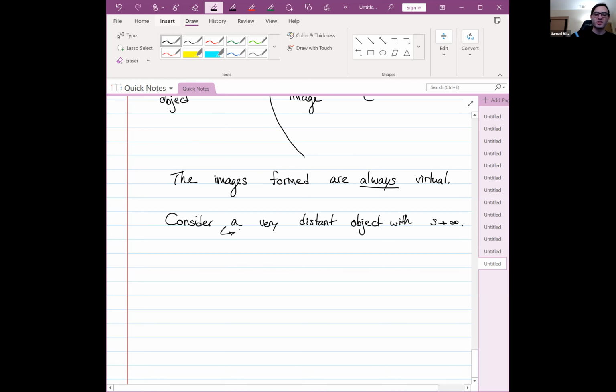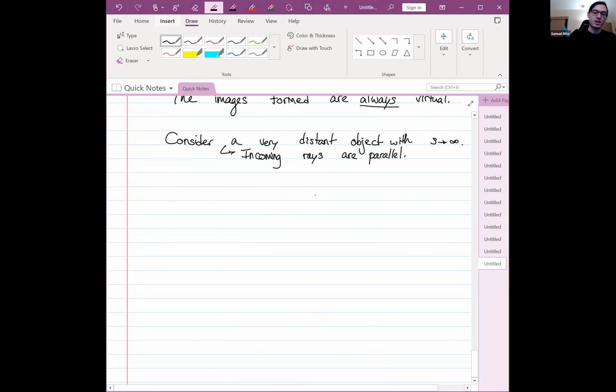That, which again tells us that the incoming rays are parallel. So just like before, we figured out that the focal point is the location where parallel rays converge to. So we can do the same thing here. We have our convex mirror. We have incoming rays. Draw them parallel.